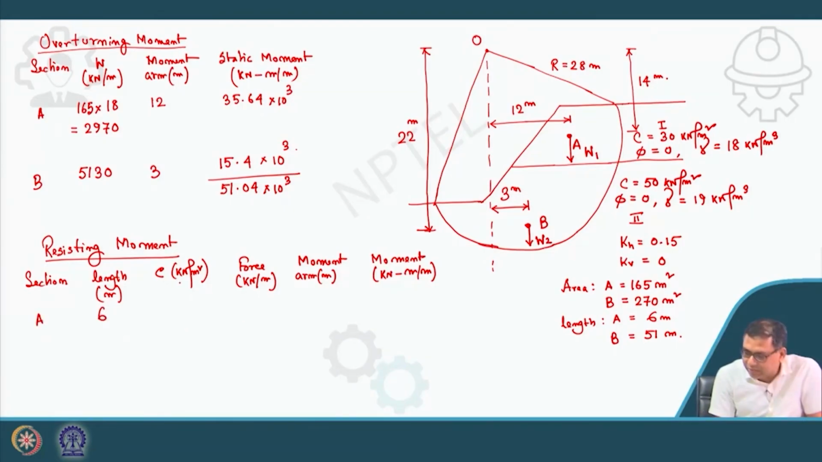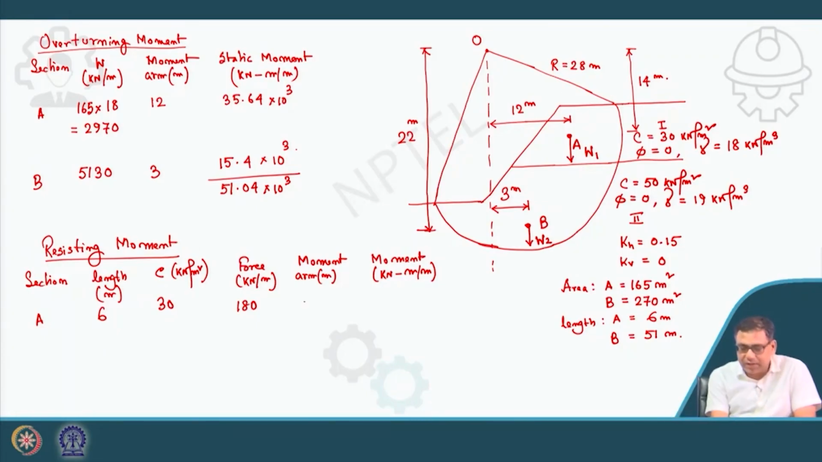6 meter. Cohesion value is 30 kPa. So force will be, along this length this cohesion is acting, so that means it will be 30 into 6. So this will be 180 kilonewton per meter. So it is along this length that force will act on this slip surface. This is 180.